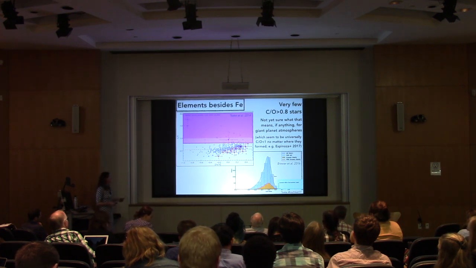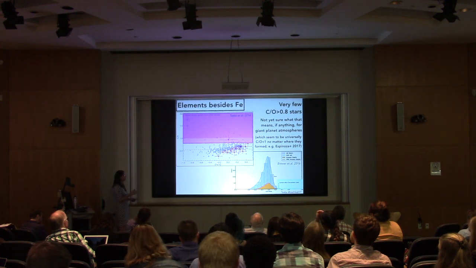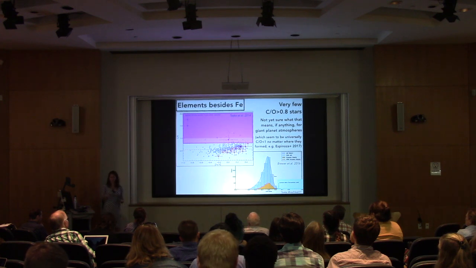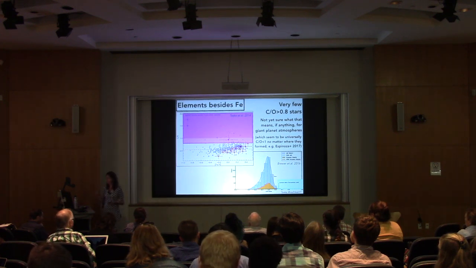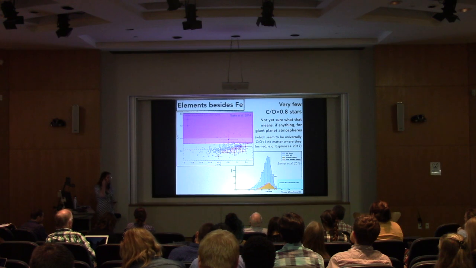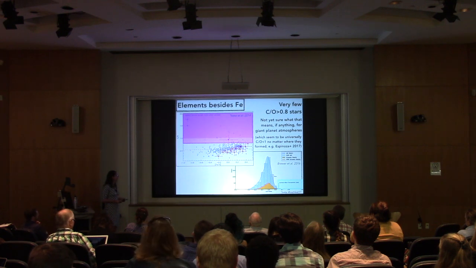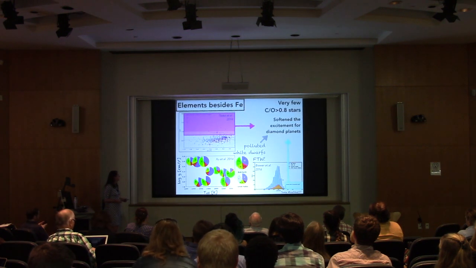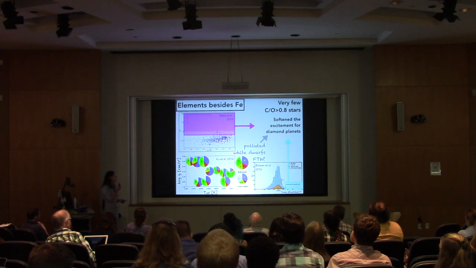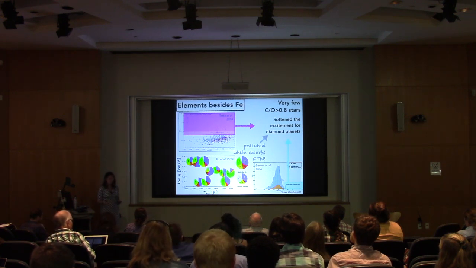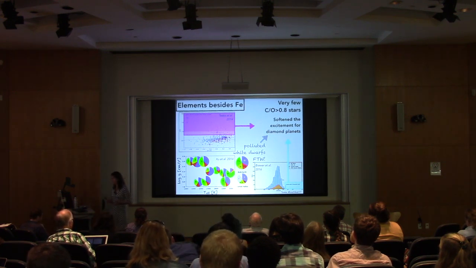There, again, have now been some papers that have shown, based on formation modeling, that it doesn't really matter the composition of the disk or where in the disk you form it, that giant planet atmospheres don't seem to be carbon-rich. So that's, I think, still maybe an open question. But certainly for the small planets, it's softened the excitement for diamond carbon-rich planets.